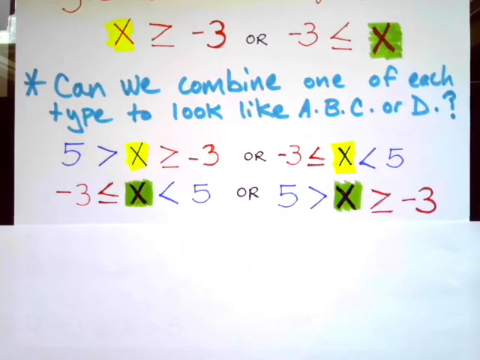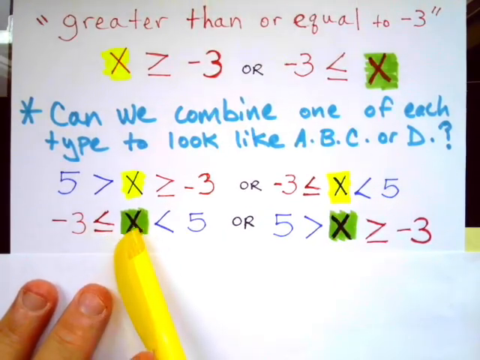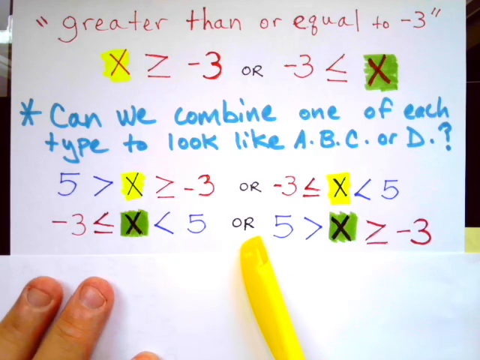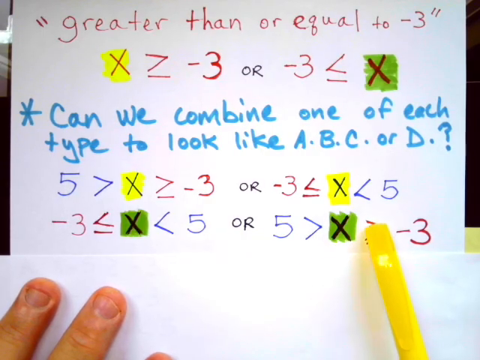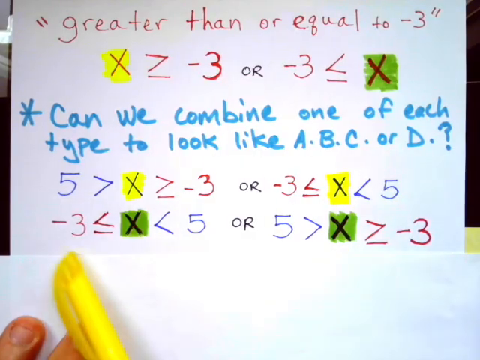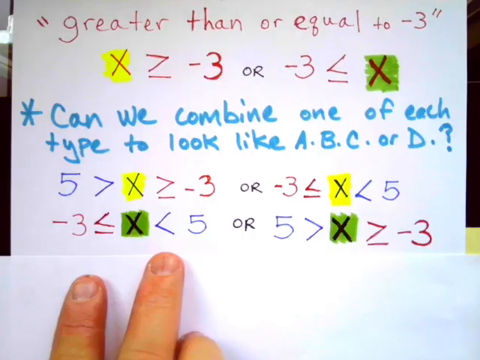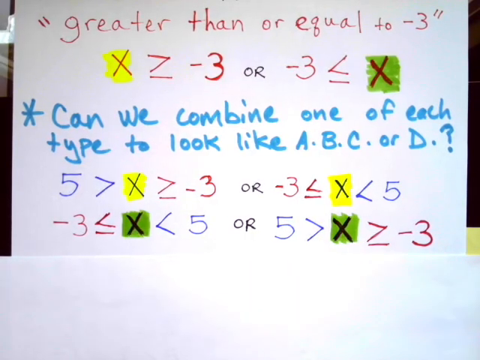So we can see here that negative 3 is less than or equal to x. X is less than 5. Or 5 is greater than x, and x is greater than or equal to negative 3. Are there any of these values you see on top between the two? And again, if you took this and flipped it, you'd end up with that negative 3 on the far right side. Inequality would point to the right.